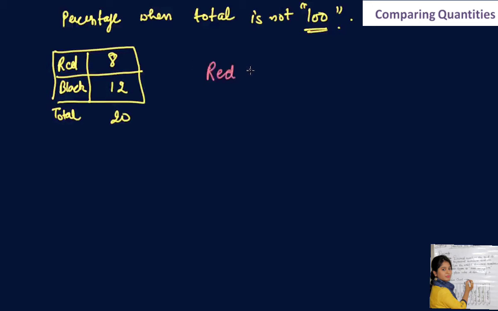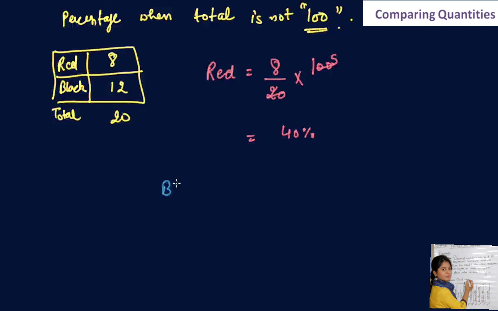For red balls, we first write the red balls we have, and in the denominator we write the total balls. Here we have 20, so we write 20. Clear? Since we need to find percentage, we multiply by 100. So we write 8 upon 20 into 100. And you can reduce it also. 0 is cancelled by 0, otherwise you can directly do 5, and 5 8s are 40%. So 40% red balls we have in the bag.